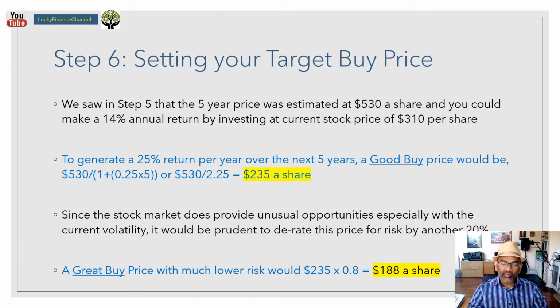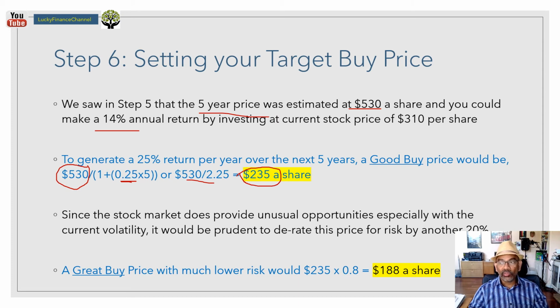Now, how do you set the right target price? We talked about how in the earlier step, the 5-year price was at $530, which would give you a 14% annual return. Now, if you wanted to generate, let's say, a 25% annual return over the next 5 years, then a really good buy price for Apple would be, you take the 5-year stock price, you divide that by 1 plus the return that you're expecting, 0.25, which is 25%, multiplied by 5 years. And you get this number, which comes out to about $235 a share. And that's a good 25%, roughly 25-30% lower than today's price of Apple.